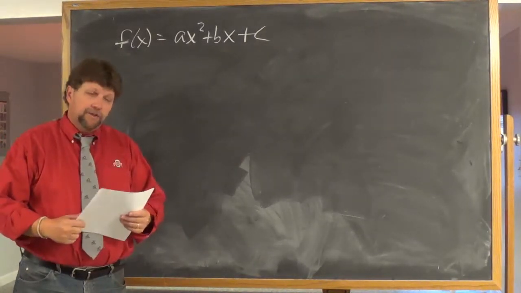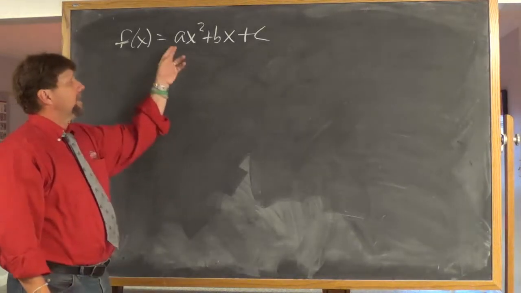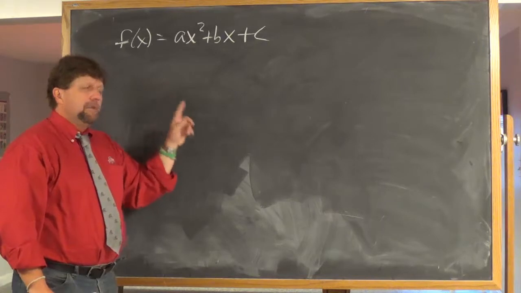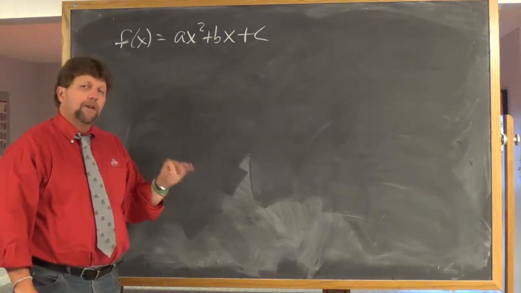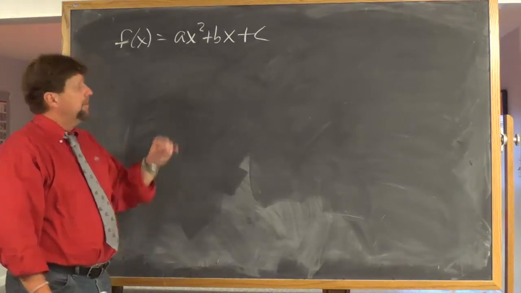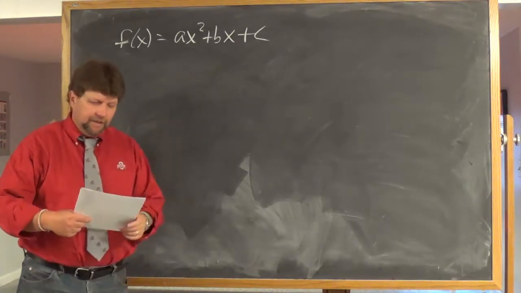That's what a quadratic function looks like. F of x equals ax squared plus bx plus c. A, b, and c are all real numbers, but a is not 0. So I need you to know that. That's something you need to know.